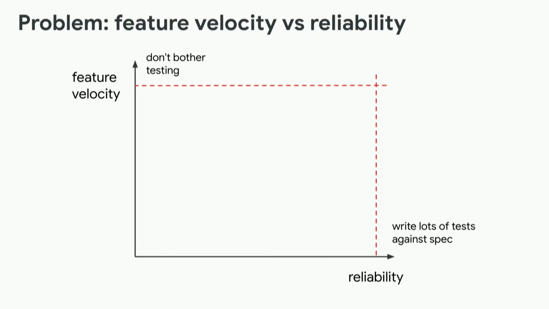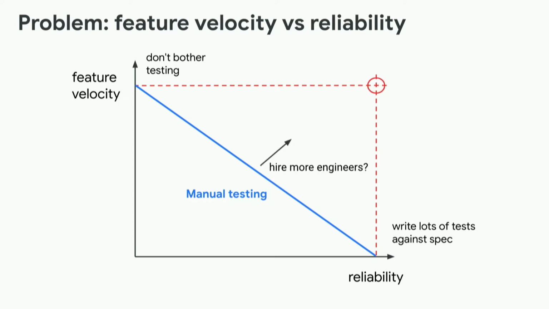At the other end of the spectrum, we could just not bother with testing at all, and then sure enough, we can move really fast. But of course, our switch is going to end up not being reliable. And so in general, with manual testing, you can trade off between these two extreme points. But unfortunately, that's just not good enough, right? So we really need to be in this top right corner there to pull off a project like this.